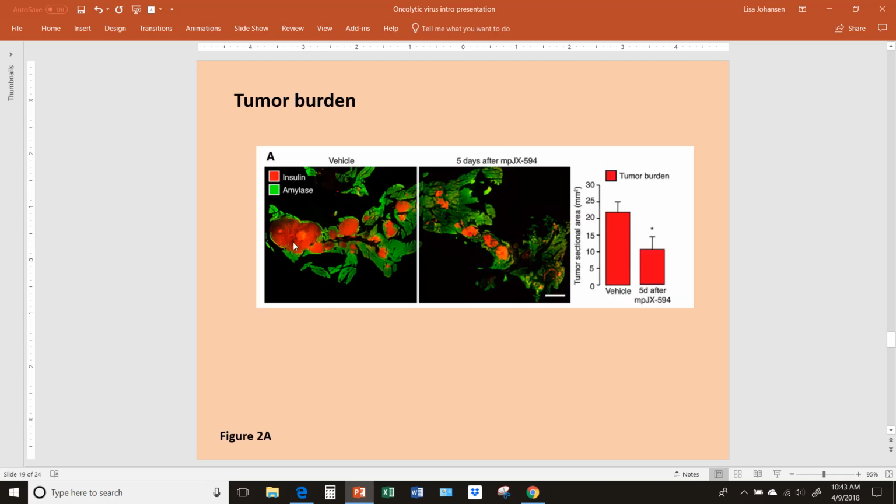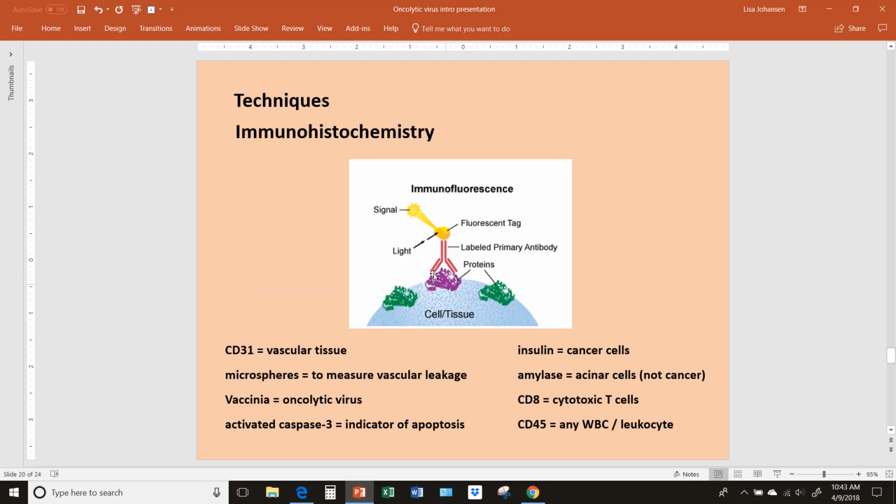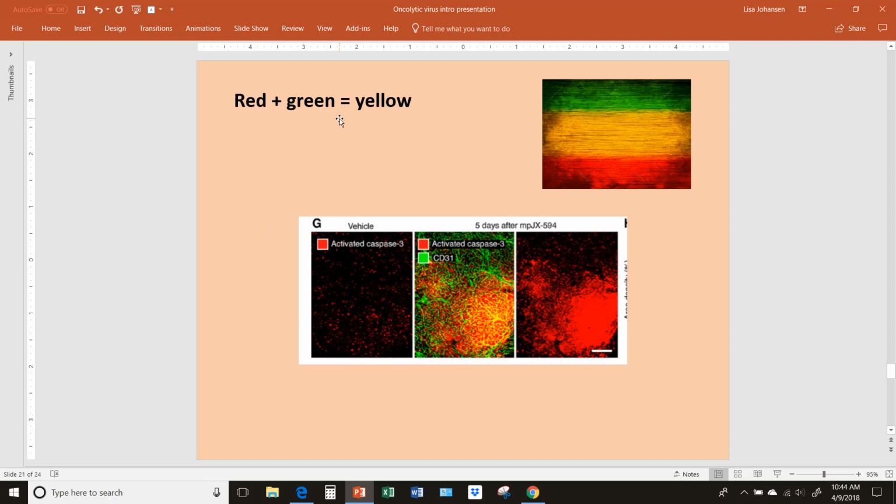They do a lot of histochemistry. So all of this, the red and the green and the boxes, they're using antibodies to specific proteins that have red or green fluorescent tags, and that's how we can visualize. So this just lists some of the ones to remember. I saw that Sarah started kind of an abbreviation page, which is a great idea. So you guys could add these to it. So anytime you see CD31, they're looking at vascular tissue. Is our oncolytic, apoptosis, and so on.